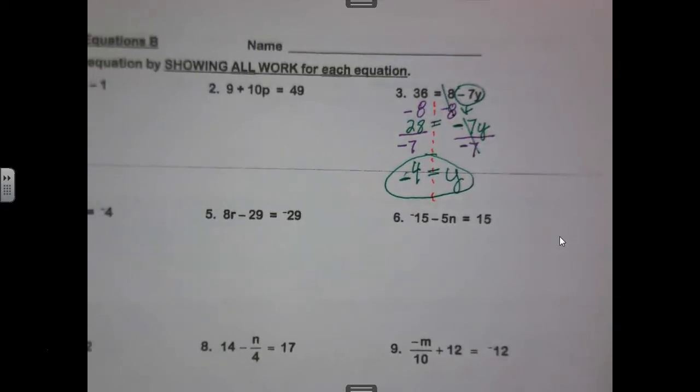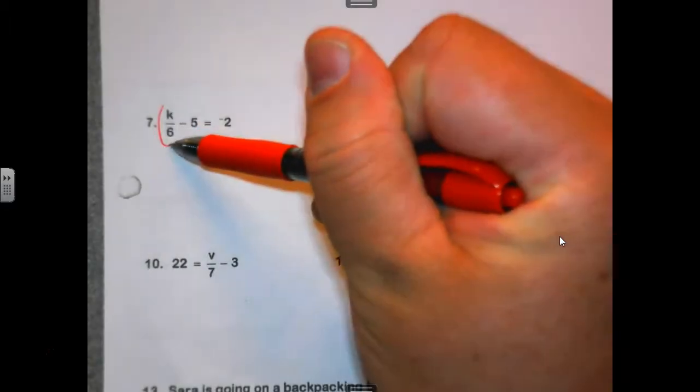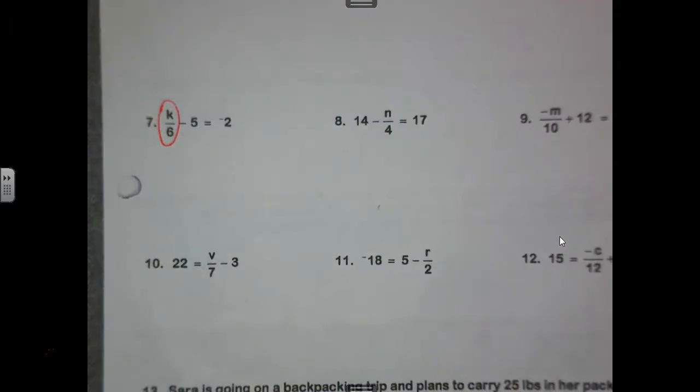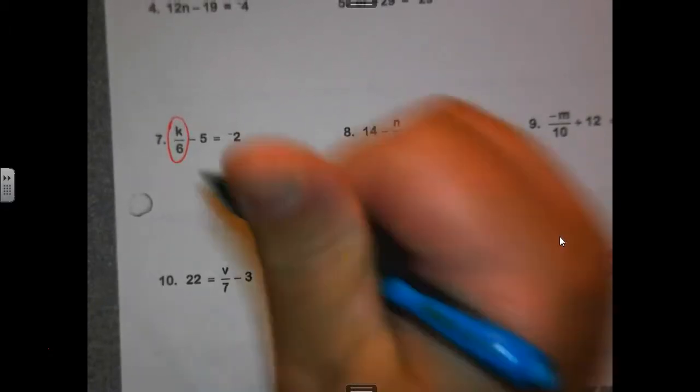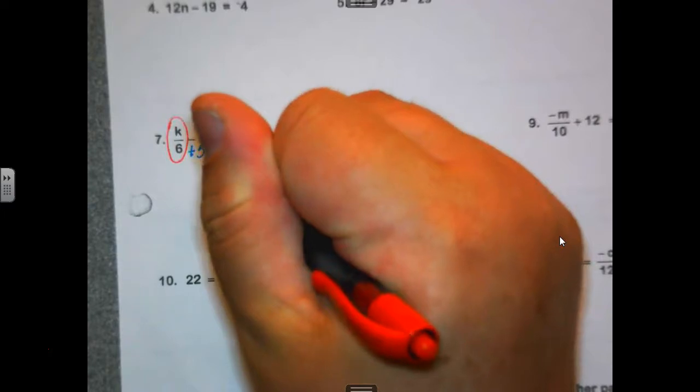Let's do another one. Let's do number 7. I don't have to, but I should get my fractional terms by themselves first. It makes the problem a little easier. Don't have to, but it's just easier if you do. So I'm going to add 5 to both sides. I'm going to put my dotted line here, or a line, doesn't matter.